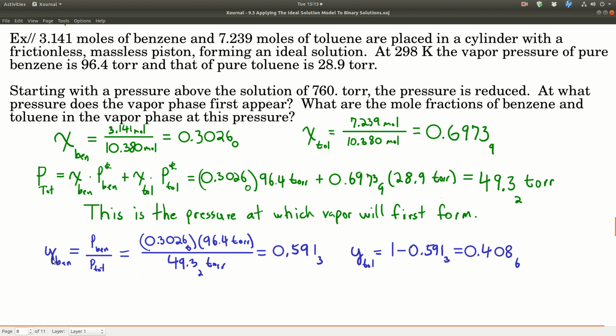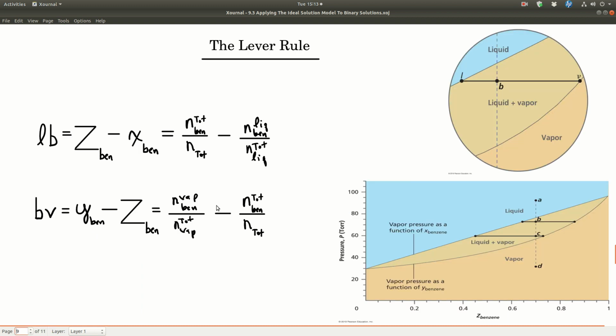So we get the mole fraction of benzene in the vapor phase, Y-ben, is equal to the partial pressure over the total pressure. Partial pressure, just like we did up here, is just the mole fraction times the vapor pressure of the pure substance. Total pressure we just calculated. So we get the mole fraction of benzene in the vapor phase at that pressure being 0.591. The mole fraction of toluene in the vapor phase would be 1 minus that. And there we go. Now the lever rule.